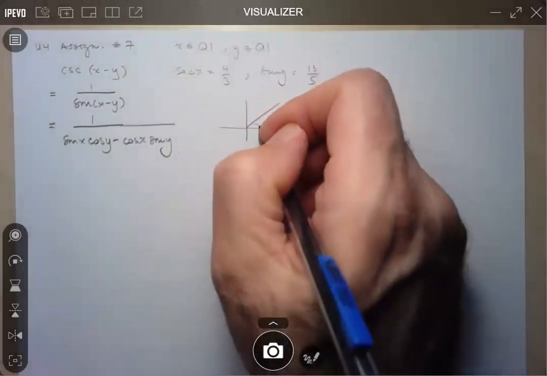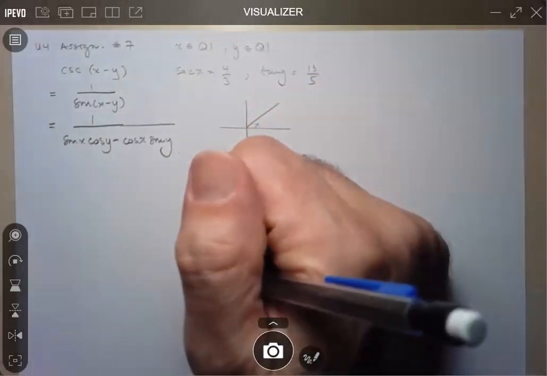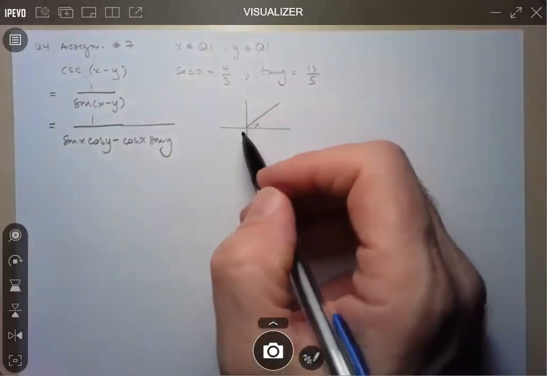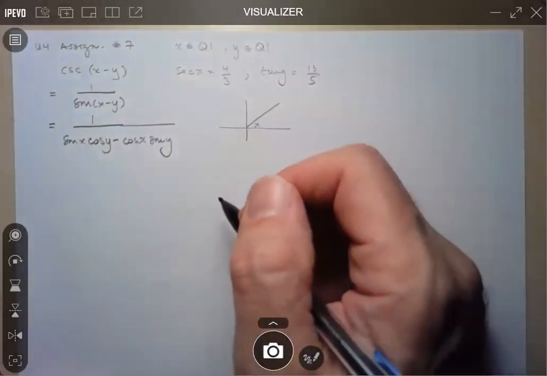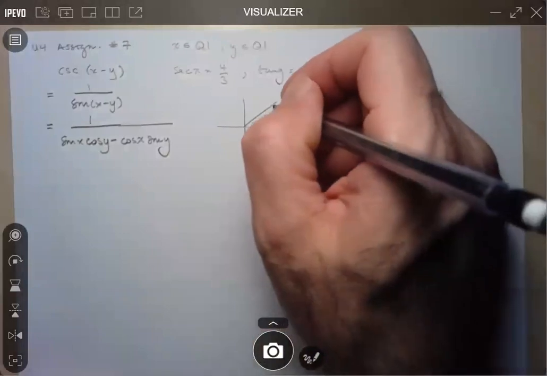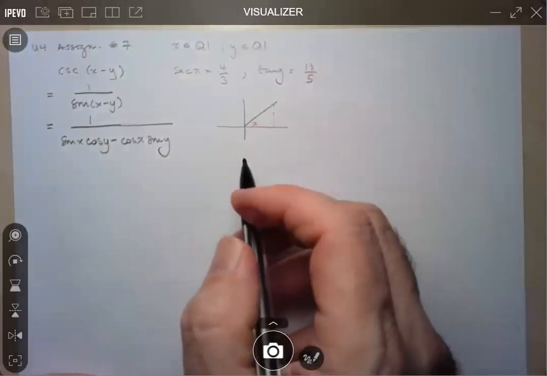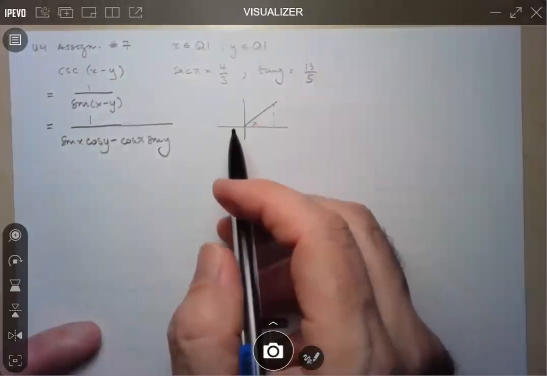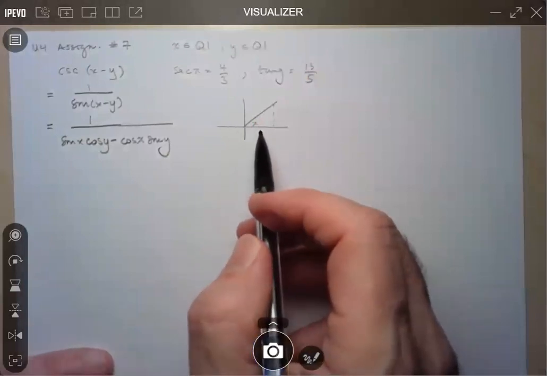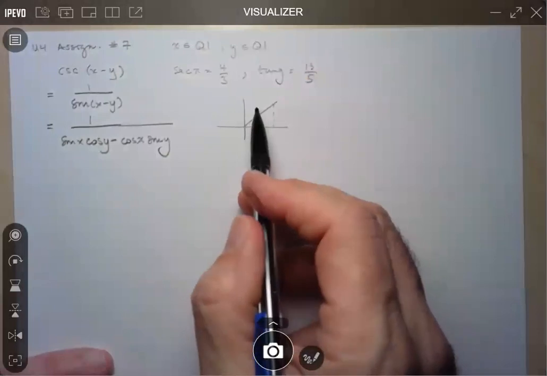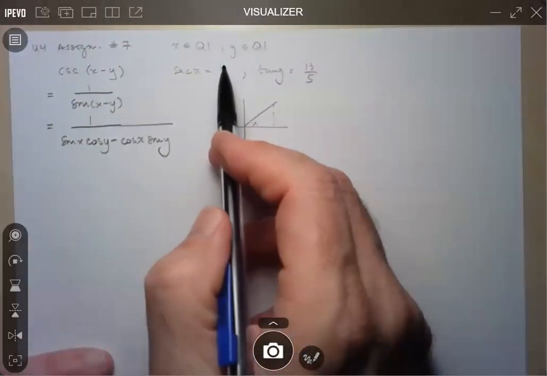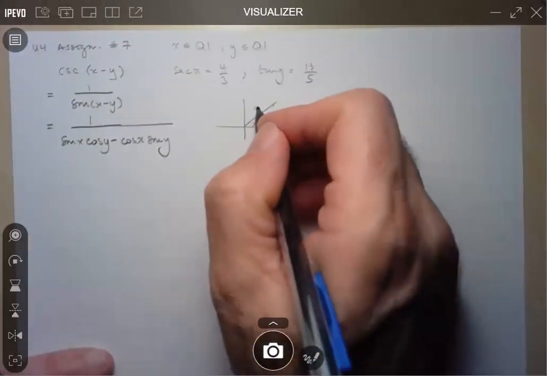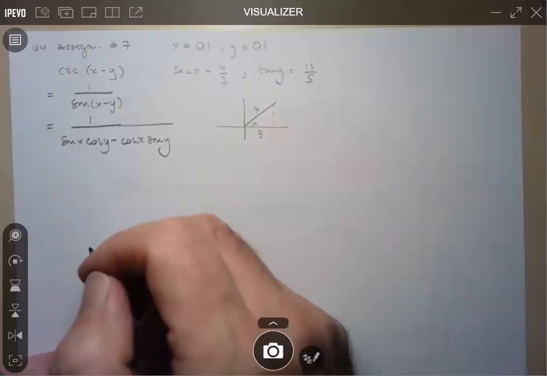So there's my angle x. We shouldn't get thrown off that now we're using x as an angle. It's just a variable. And let's remember what secant is. It's the reciprocal of cosine. So cosine is the x value over the r value, which means secant is the r value over the x value. So 4 and 3.